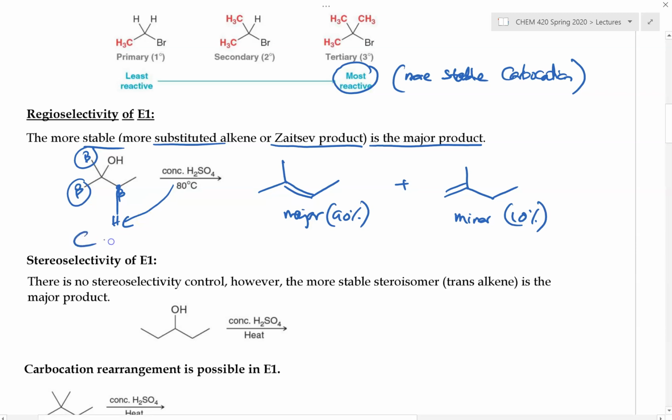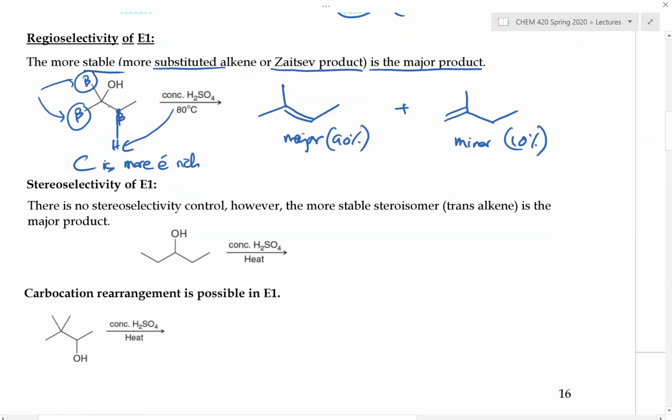This carbon right here is more electron rich compared to the other two carbons outside, because it is more substituted, and therefore it is more willing to donate the electrons to form a double bond to stabilize the carbocation. And therefore the major product is normally the most stable alkene.